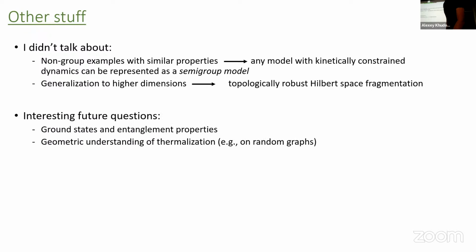And then some interesting future questions are, what are the ground states of these models and what are the entanglement properties of the ground states? And maybe it would be interesting to achieve some geometric understanding of thermalization. For example, if we take a random graph, then how should we think about thermalization in this case?